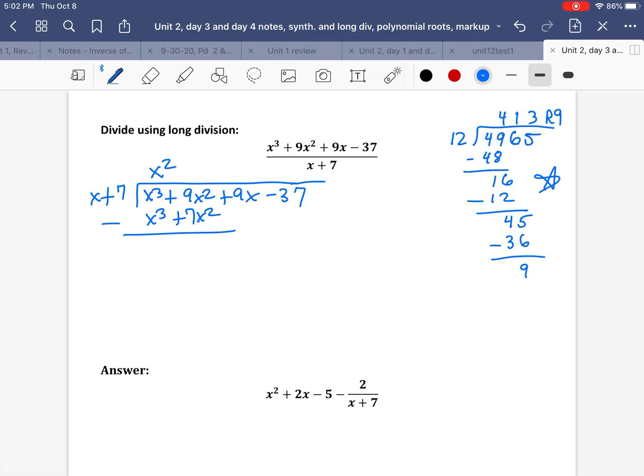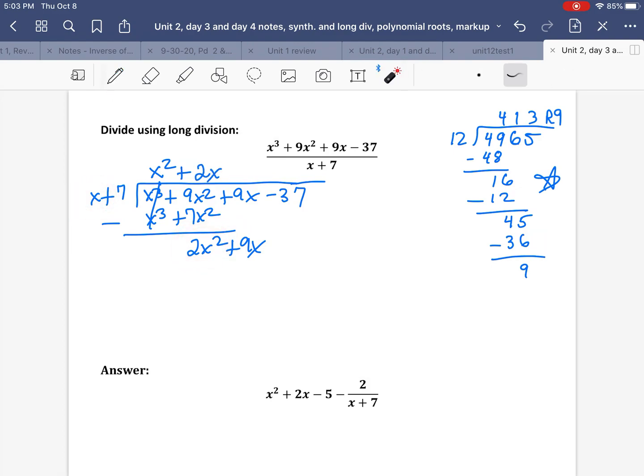So this is where you have to be careful. Now x to the third minus x to the third, those go away, and they should every time. But this is where you have to be careful. You have 9x squared minus 7x squared. So 9 minus 7 is 2. So 2x squared. All right, now I start over. I bring down the plus 9x, and I do it all again. So how do I make x look like 2x squared? Well, I'd have to multiply by a 2 and also another x. So that's my decision. So my decision is a positive 2x.